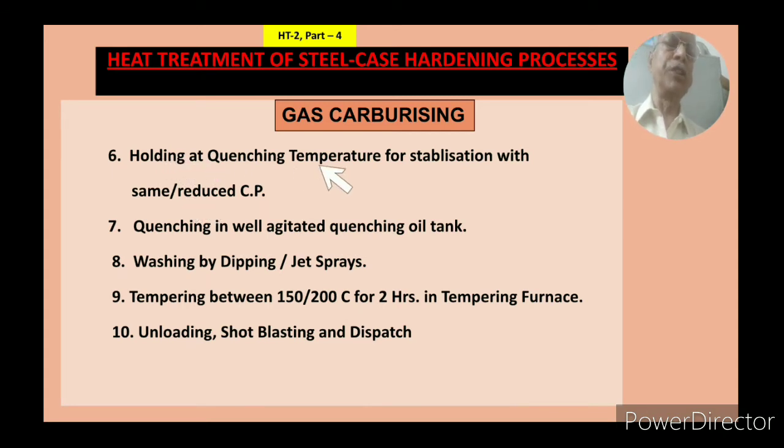After that, we have to hold at quenching temperature for stabilization purpose. Stabilization means there has to be a uniform structure throughout the part, so it gets stabilized with the same or reduced CP. Now, after maintaining this 30 minutes holding time, you have to quench in a well agitated quenching oil tank, correct? Then go for washing by dipping or jet spray, simple water wash, okay? Then tempering between 150 to 200 degrees centigrade for 2 hours, generally in tempering furnaces. And after that, unloading, salt blasting, and dispatch.